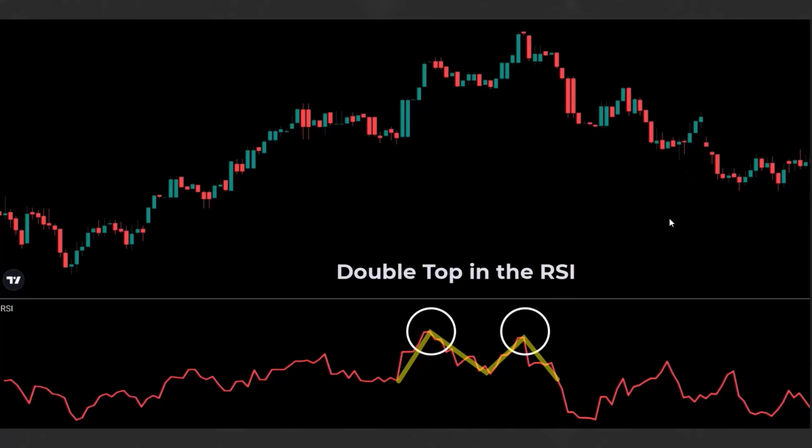So, when you see a double top forming inside the RSI, think of it as an early warning that bullish momentum may be fading. However, the pattern itself is not the entry signal. A stronger signal appears when the RSI breaks below the small pullback between the 2 peaks. This break shows that momentum is starting to shift from buyers to sellers, and it can act as a strong warning that a reversal may be approaching.